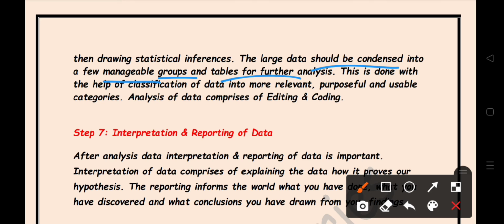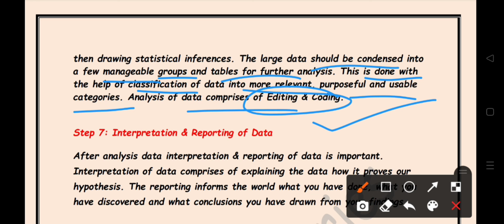We must shrink our data from the larger data. We must avoid the unnecessary and irrelevant things from that data, and we should keep in consideration the most accurate and reliable data. This is done with the help of classification of the data into more relevant, purposeful and usable categories. Analysis of the data comprises editing and coding. So we can analyze the data with the help of editing and coding.